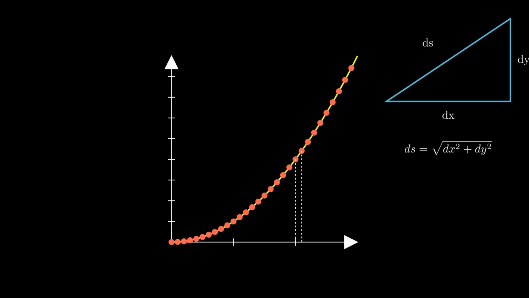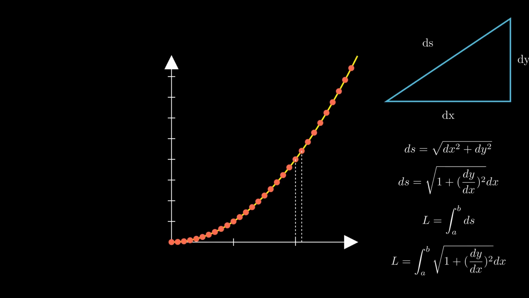If we factor dx out of the square root, we get this form expressing arc length in terms of the square of the tangent. Therefore, the integral of all of those tiny chords is the total arc length of our function. Let's talk about surface area.